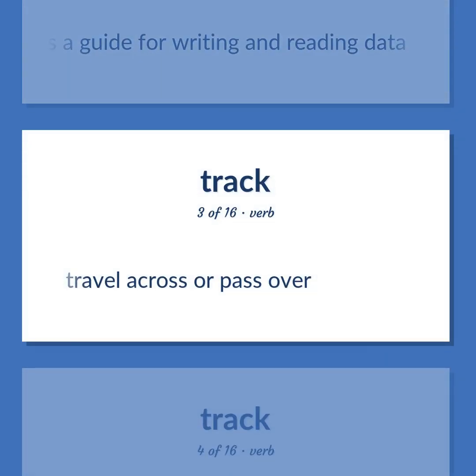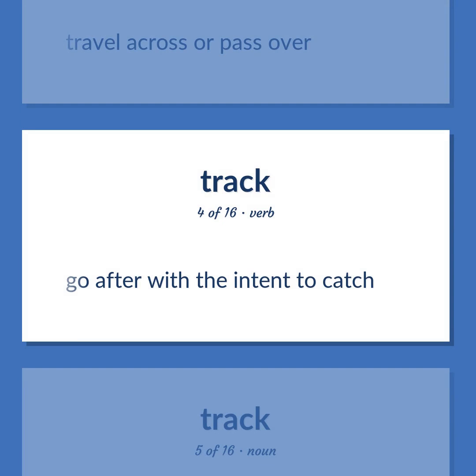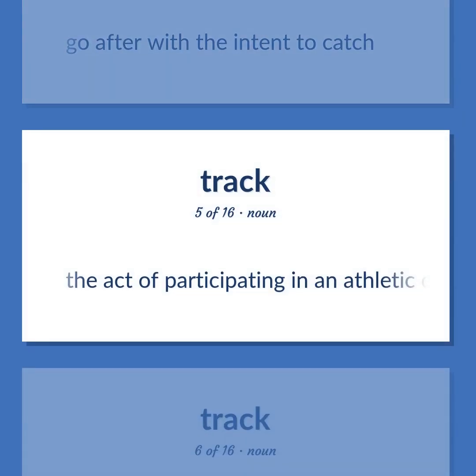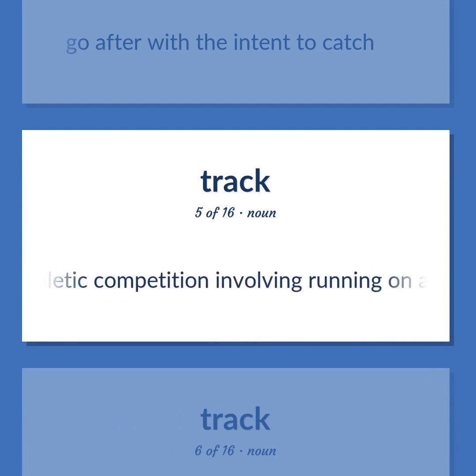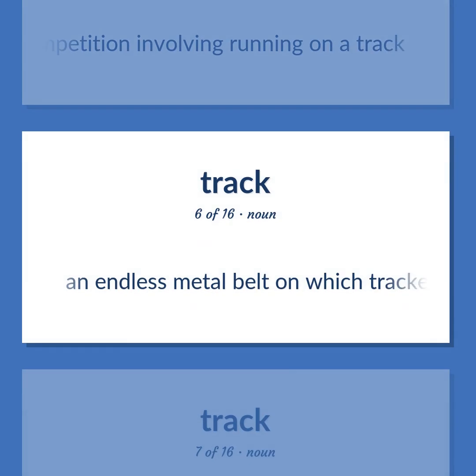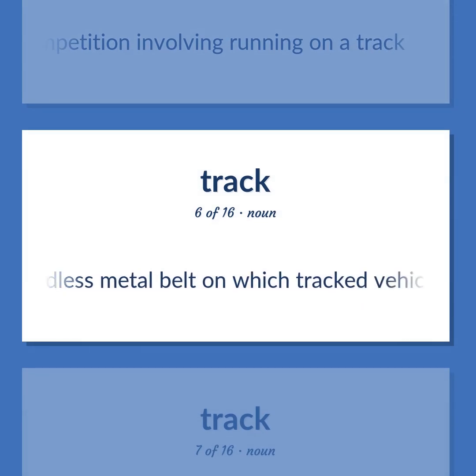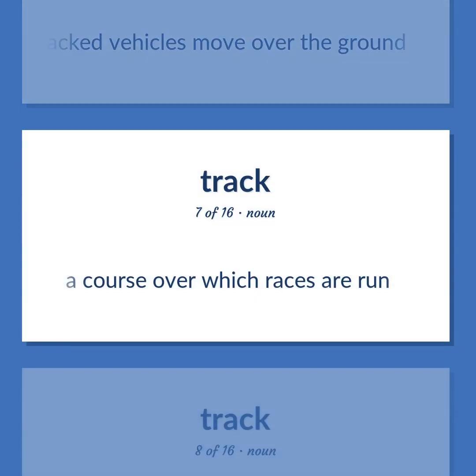Travel across or pass over. Go after with the intent to catch. The act of participating in an athletic competition involving running on a track. An endless metal belt on which tracked vehicles move over the ground. A course over which races are run.